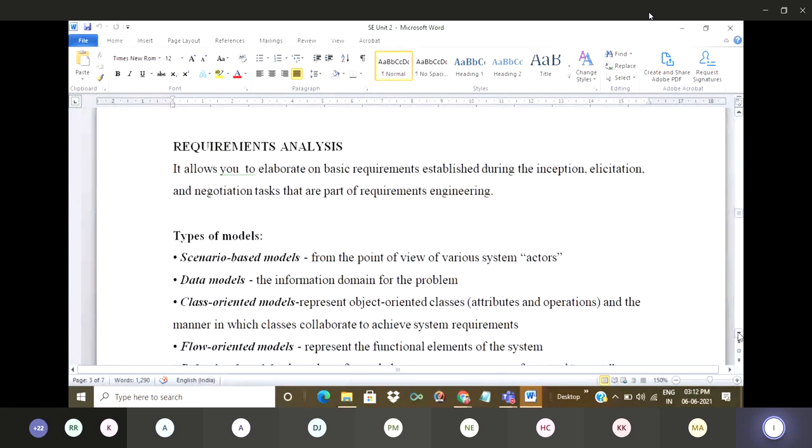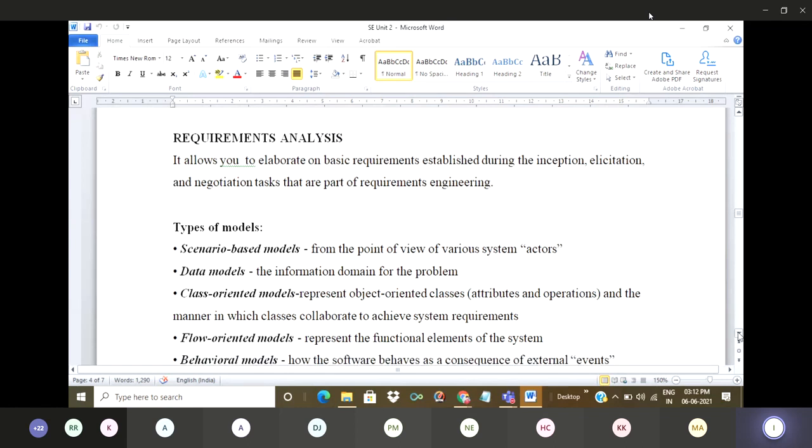So next title is requirements analysis. We have already discussed these topics yesterday. So once again, I'm recalling all the concepts. Requirement analysis allows you to elaborate on basic requirements established during the inception, elicitation, and negotiation tasks that are part of requirement gathering. And we have a number of models in requirement analysis.